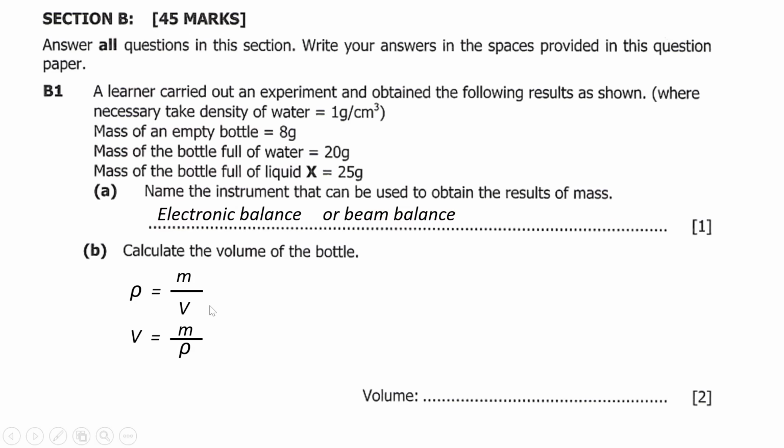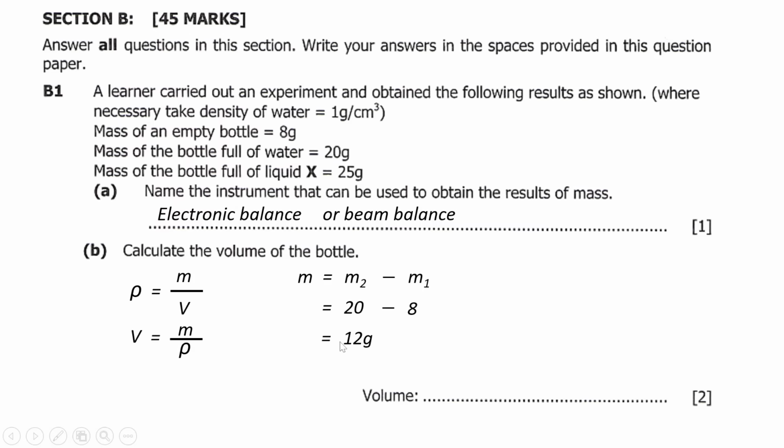So in this case, we'll just calculate the volume of the water, because it will be the volume of the bottle. We are told the mass of an empty bottle is 8 grams. Then the mass of the bottle full of water is that. First of all, to calculate the volume of the water, we need to know the actual mass of the water. So the mass of the water is going to be M2, which is the mass of the bottle full of water, minus M1, which is just the mass of the empty bottle, which is 8. So it equals 20 minus 8, which gives us 12 grams.